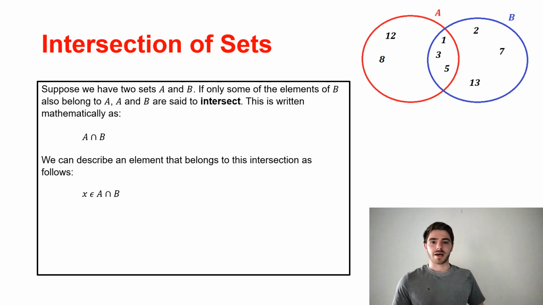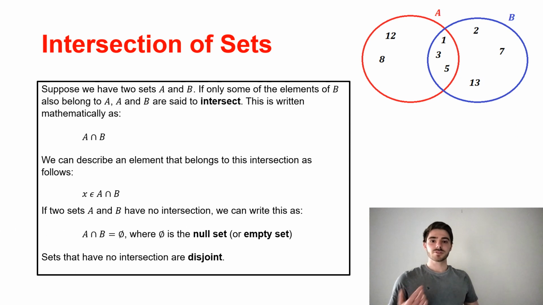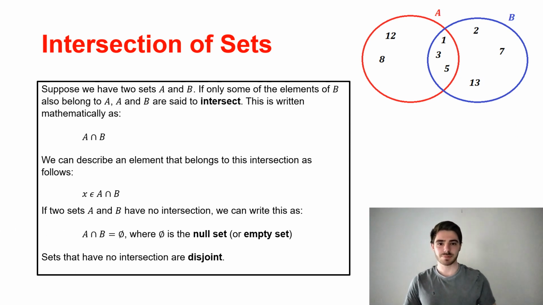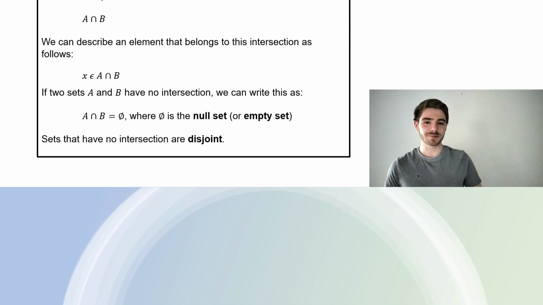For example, we could have the set of hearts and the set of aces. Now there is an intersection between these two sets, but not all the elements belong to each other. Only the ace of hearts belongs to both sets. If two sets have no intersection, we call them disjoint sets. Now this is expressed mathematically using the null set symbol. Now a real life example of this could be in a box of stationery supplies. You could have the set of erasers and the set of sharpeners. There are no sharpener erasers unless I'm mistaken, in which case get in the comments to let me know.